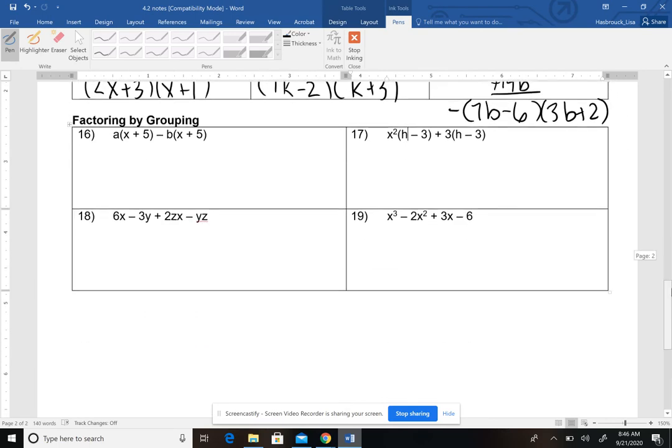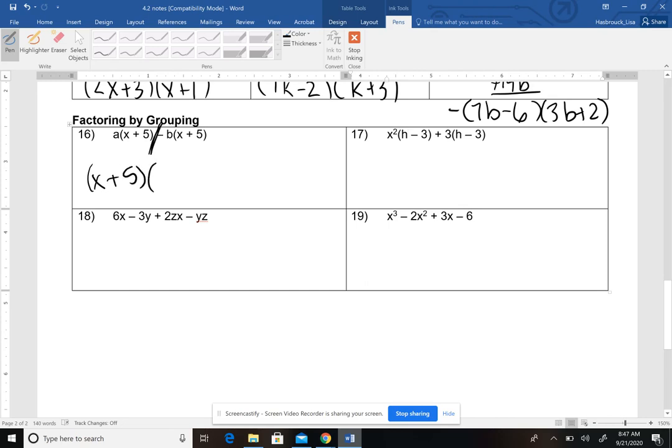Next, we're going to look at factor by grouping. For 16 and 17, they've already done half the work for you. When you factor by grouping, you split the problem down the middle, and you say to yourself, what do the left and the right have in common? So notice in this first problem, they both have an x plus 5 in common. We are essentially factoring out that x plus 5. So I put x plus 5 first.